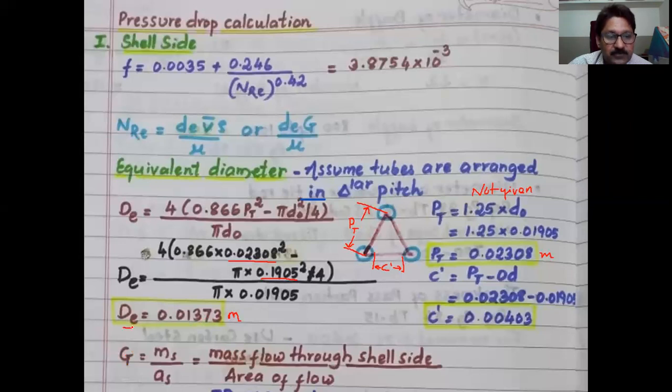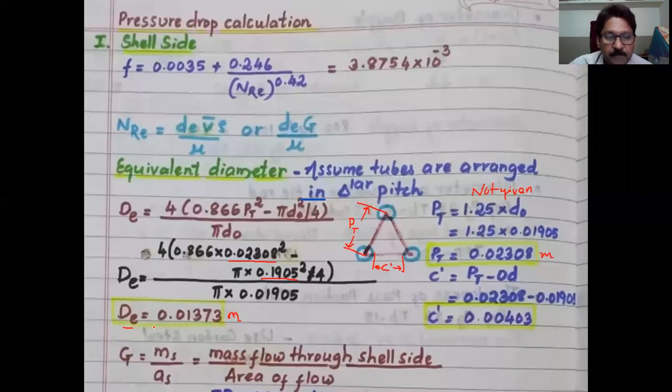Please check this one. Next, G is equal to Ms by As. Ms is the mass flow rate of the fluid flowing through the shell side, and As is the area of flow, which you already know. So As is equal to the shell diameter times baffle spacing times clearance divided by pitch. That is the equation you have to use.